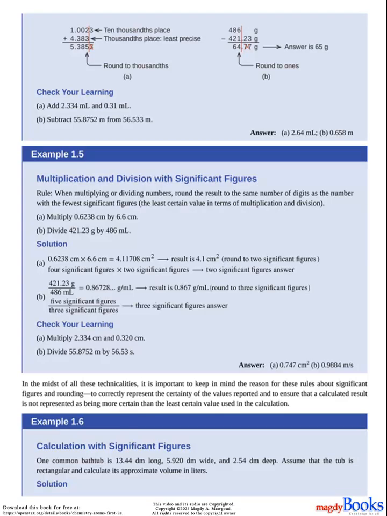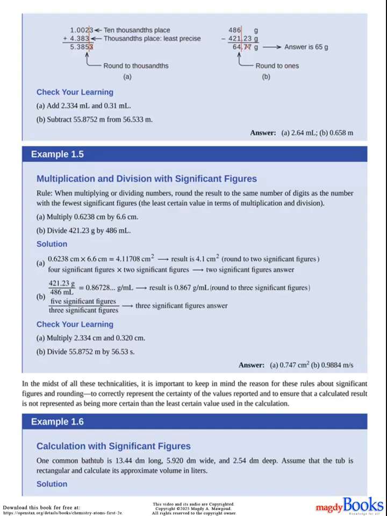In the midst of all these technicalities, it is important to keep in mind the reason for these rules about significant figures and rounding: to correctly represent the certainty of the values reported, and to ensure that a calculated result is not represented as being more certain than the least certain value used in the calculation.